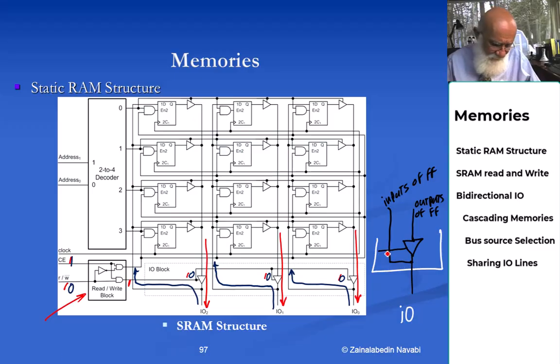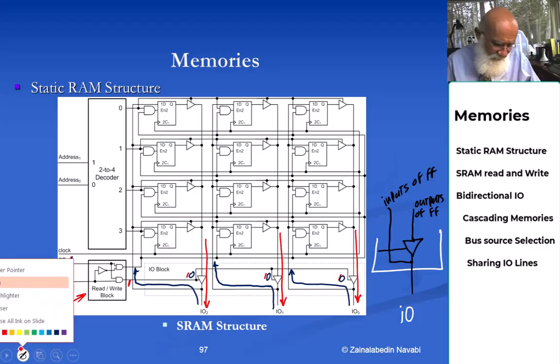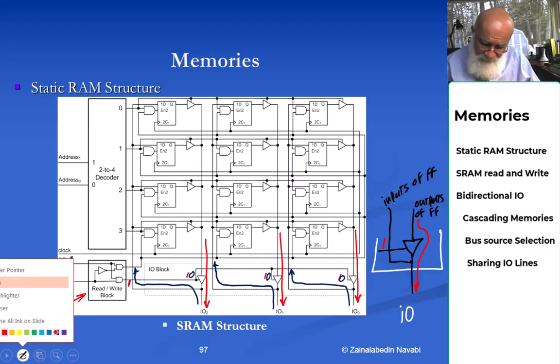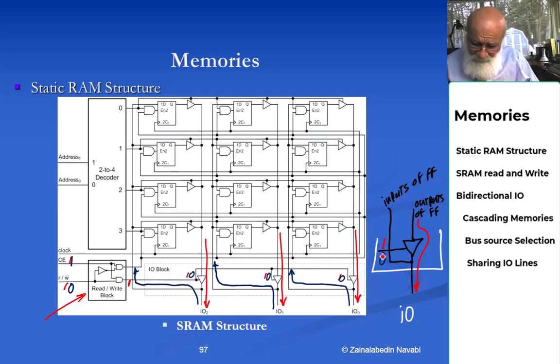So let's do that again. If this line is a 1, this is how the outputs of the flip-flop will be driving the I/O line. If that line is a 0, then this tri-state will be open, and therefore you will be going from here into the inputs of the flip-flops. Alright, that part is called the I/O block, and now let's look at the individual words.